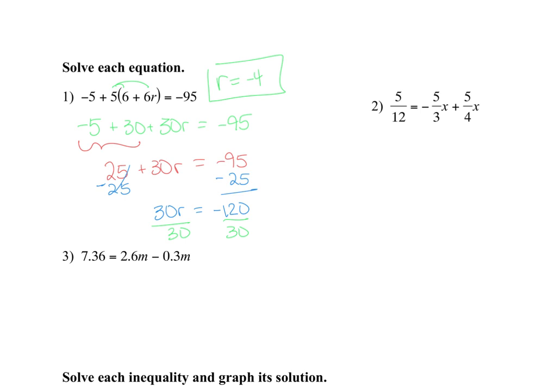For fractions, remember you can get rid of those denominators by finding your common denominator between all three of them. In this case, your common denominator is 12. So I can multiply each piece. Remember, as long as you multiply every piece, you haven't changed it, and then you're going to cancel. 12 cancels with 12, I'm left with 5. 3 cancels with 12, I'm left with 4 times negative 5x. And then 4 cancels with 12, I'm left with 3 times 5x. And we just have a basic equation to solve here.